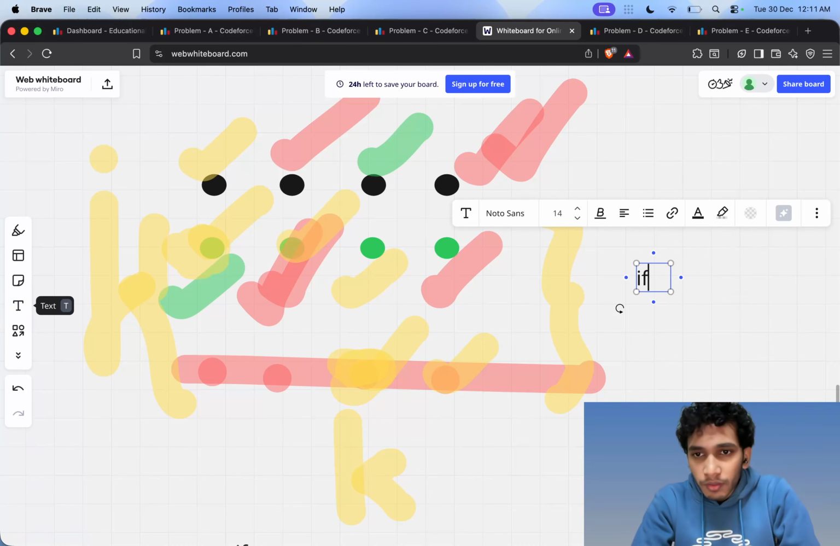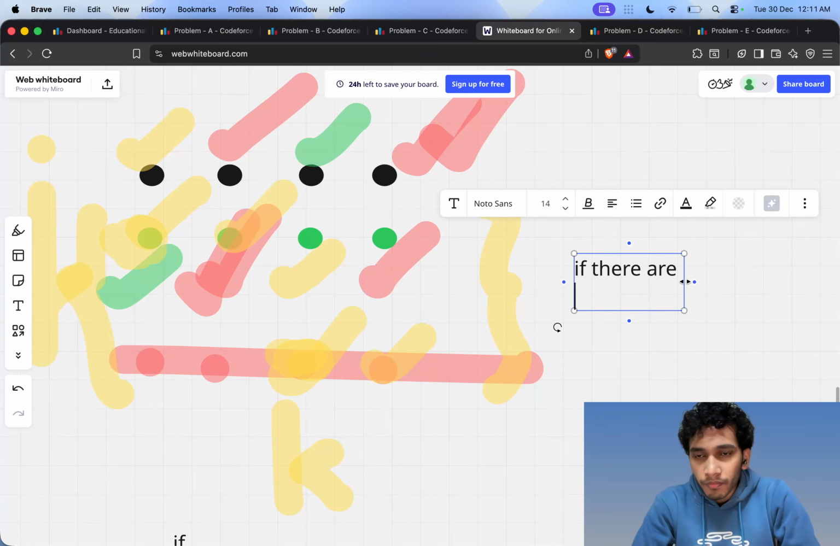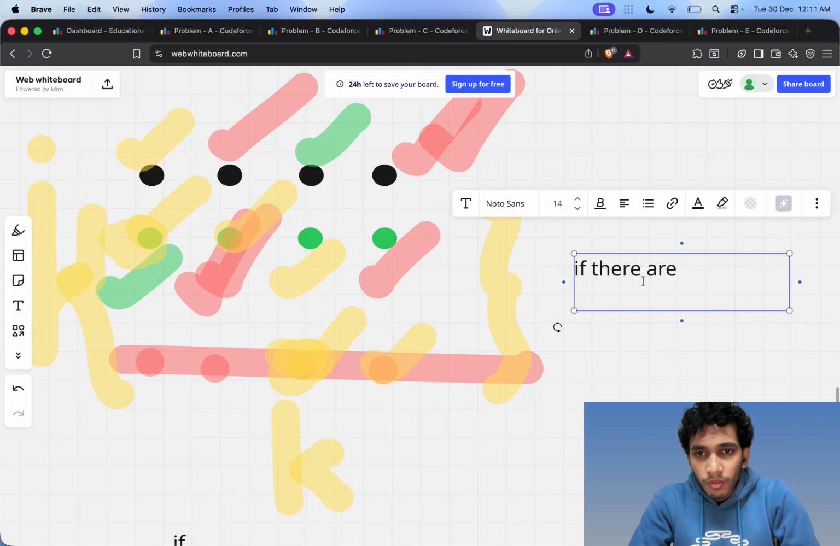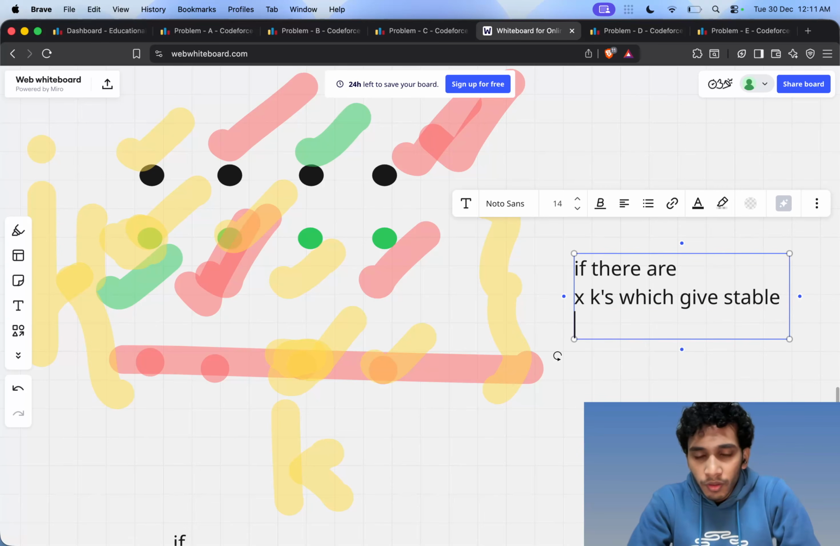If there are X ks which give stable snowmen, all stable snowmen, that is all n snowmen, all stable snowmen.